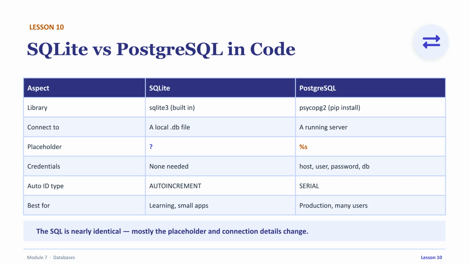In code, the differences are small but important. SQLite uses the built-in sqlite3 module and a local file. Postgres uses psycopg2 and connects to a server with credentials. SQLite's placeholder is a question mark. Postgres uses %s. Otherwise, the SQL is nearly identical.